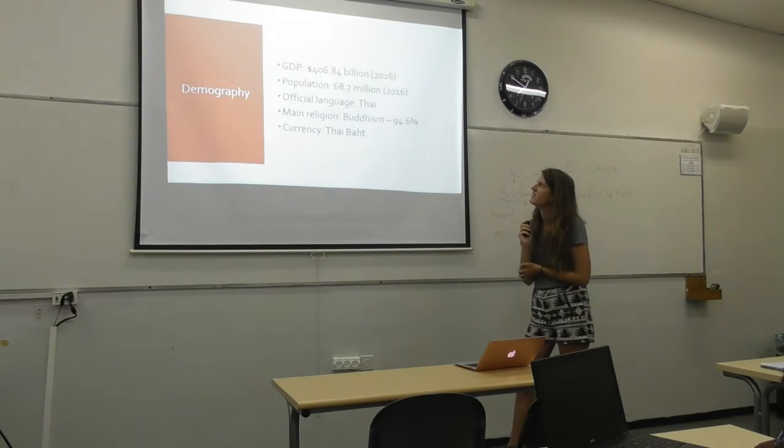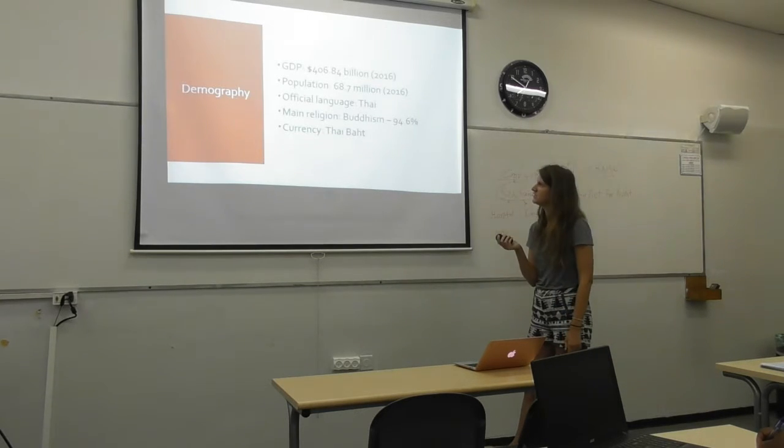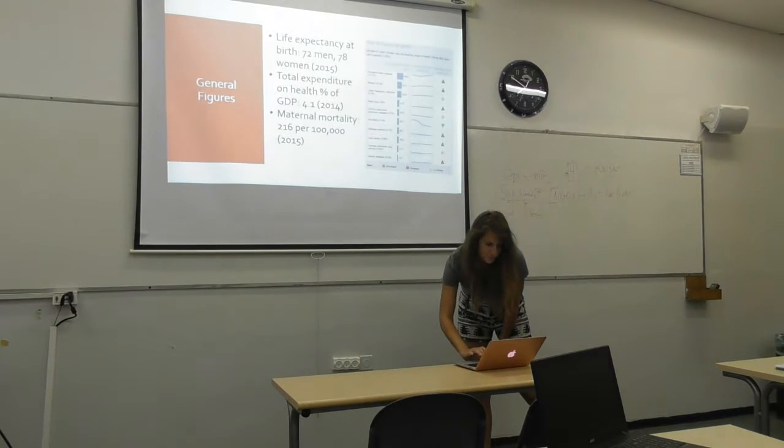So the GDP is $406.84 million. The population is around 68.7 million. The official language is Thai, and the main religion is Buddhism, and that's about 94.6% of the population. And the currency is the Thai baht. So a few general figures.